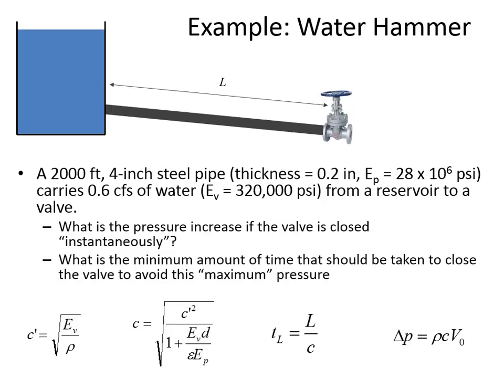Now, the theoretical celerity, meaning the speed the shock wave can move through water, is the square root of the bulk modulus, 320,000 psi times 144 inches squared per square foot, divided by the density, 1.94 slugs per cubic foot. Okay, so the theoretical speed of the water is 4874 feet per second.